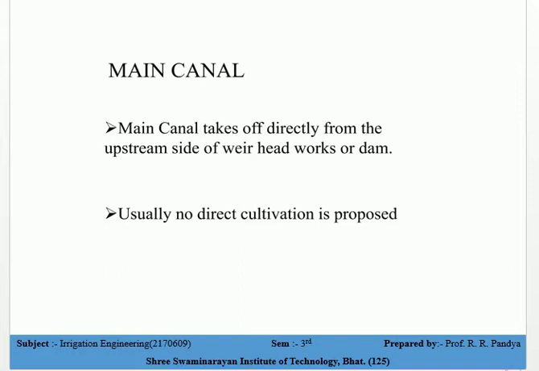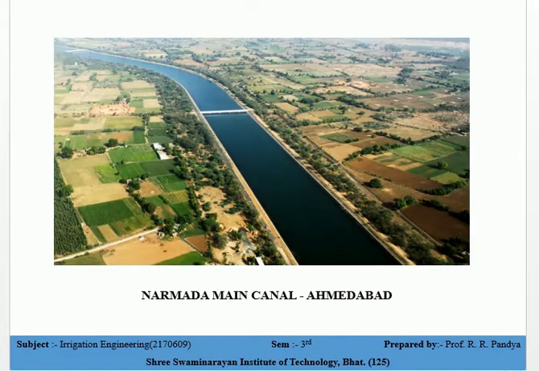The main canal is generally not used for direct irrigation purposes. Okay, you can see here the main canal of Narmada main canal, Ahmedabad region. This is the main canal. I will show you the basic difference between this main canal and major distributaries and minor branch canals. All others are considered as branch canals. Major distributary, minor distributaries, laterals, water courses, they are branch canals. The main canal is the only one which is directly connected to the water source, river, ocean or dam, etc.